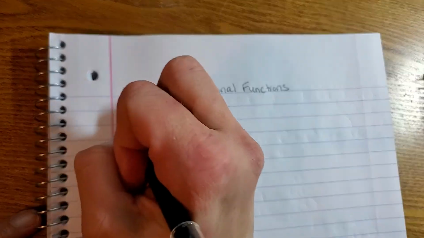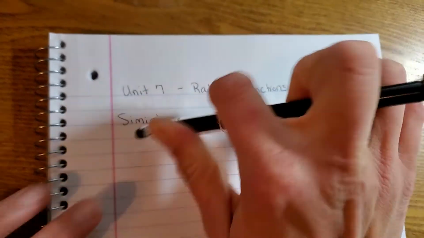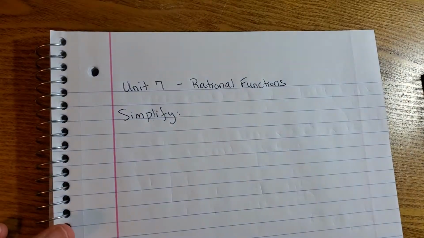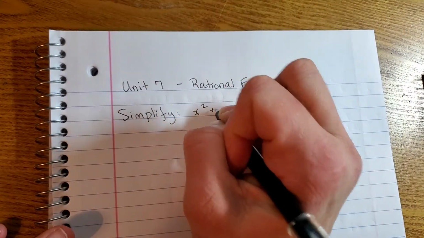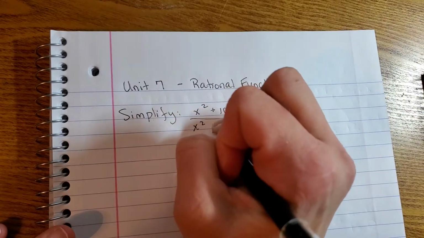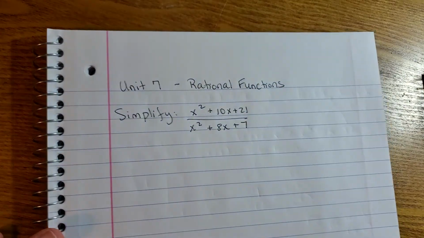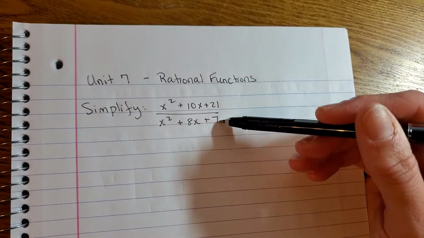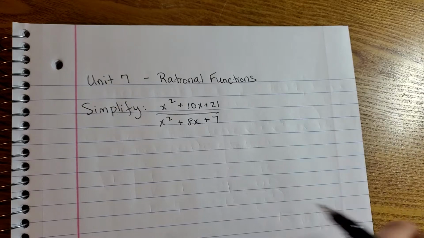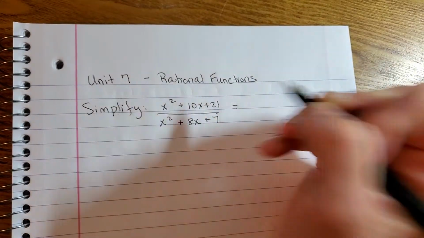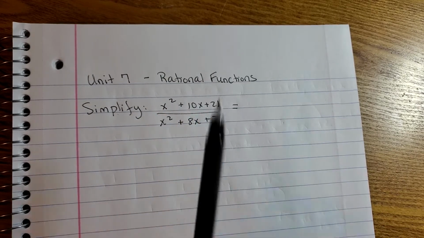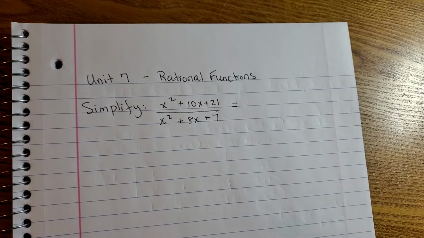So maybe I would want to simplify a rational function that looks like this. We've got two trinomials, one in the numerator, one in the denominator, and we want to simplify that. To do that, we need to factor both the top and bottom. So the first thing I'm going to look at is the numerator. Can I take anything out? Is there any greatest common factor? In this case, no, there's not.